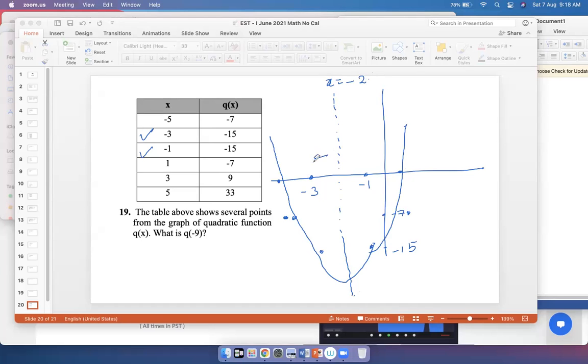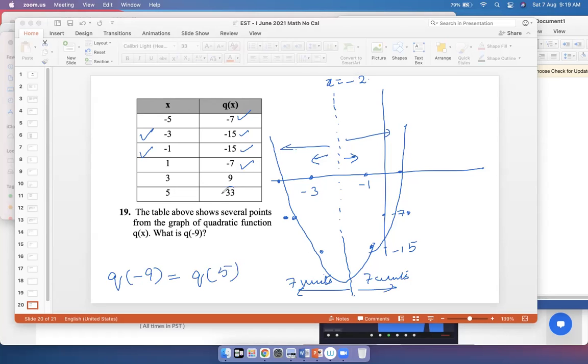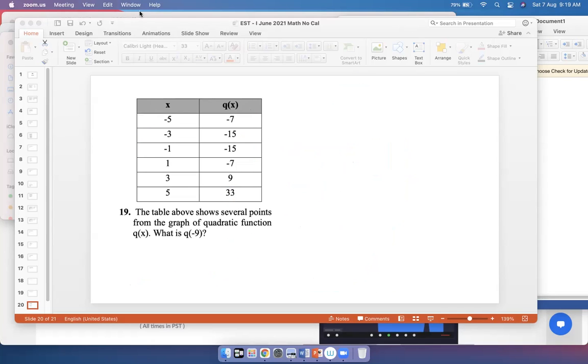Because if you go 1 unit left and 1 unit right, you get the same value. If you go 3 units left and 3 units right, you again get the same value, minus 7 and minus 7. So q of negative 9, I'm going 7 units to the left. That will be the same as q of 7 units to the right. So that will be q of 5. And q of 5 is 33. So 19 is 33.